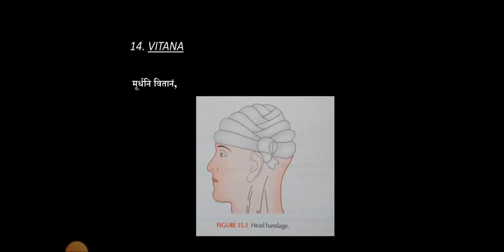Next is Vitana. Murthani Vitana. That is, the scalp or head bandage can be taken as Vitana. It should be wide and expansive. The word Vitana itself means something which is wide and expansive. So it is told Murthini Vitanam. It is indicated in the scalp or the head.